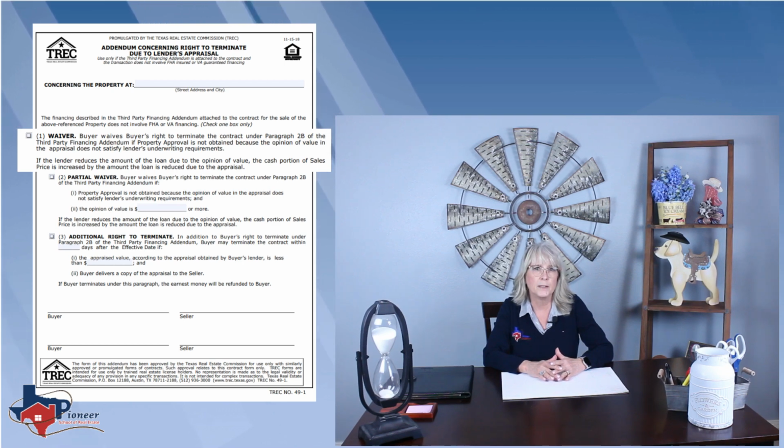So box 1, you will check this if you have a buyer that wants the property no matter what, and they have plenty of cash to put down and are willing to pay even if the house appraises for less than the contract price. It's almost like giving a blank check to someone. You better be prepared to have any amount written in.